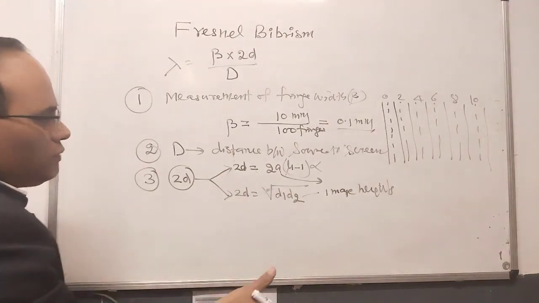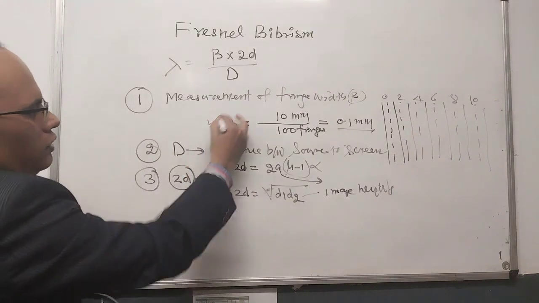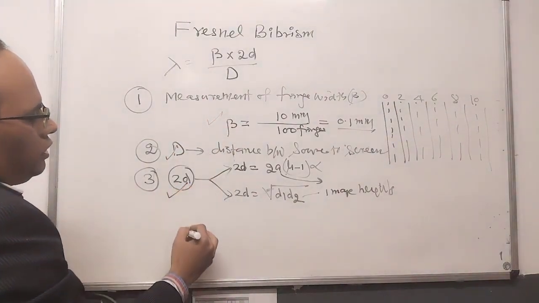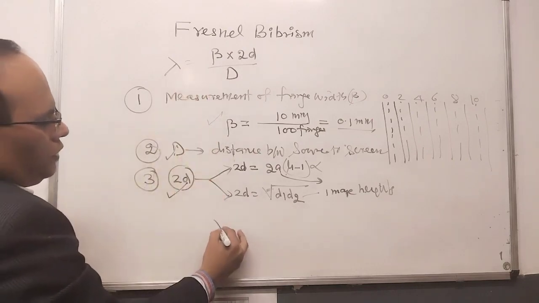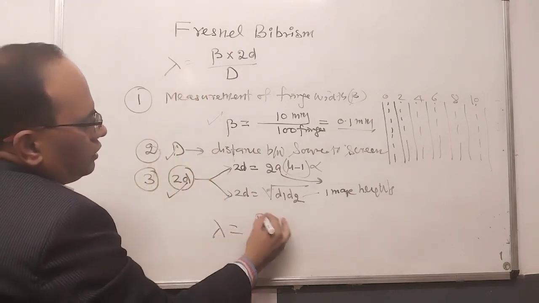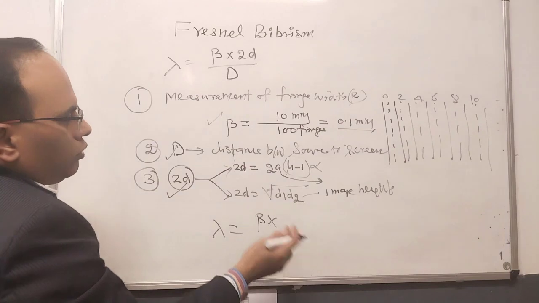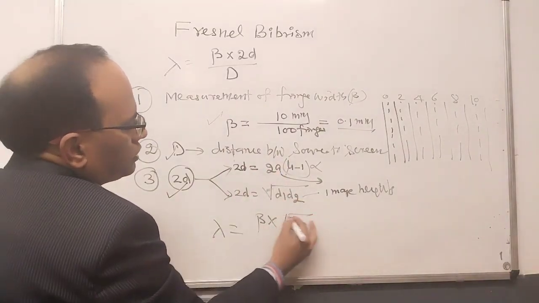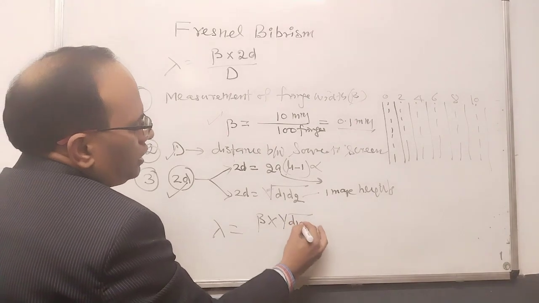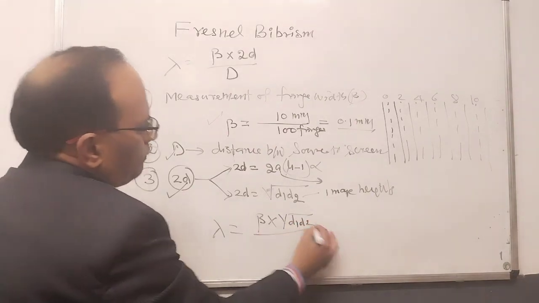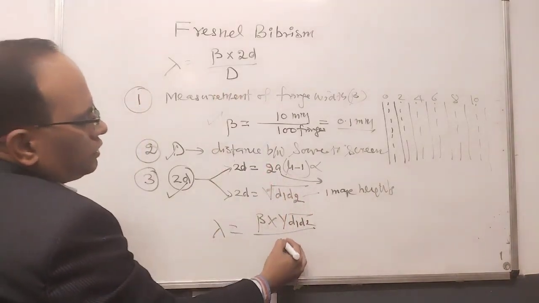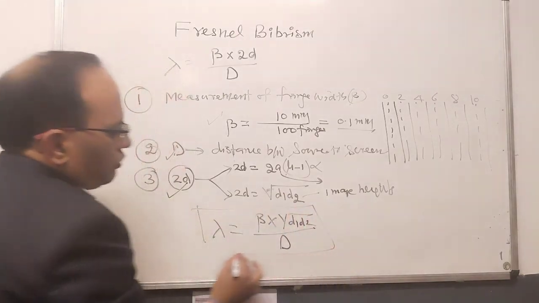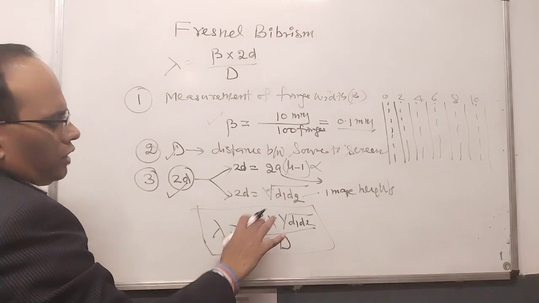So by knowing the values of beta, capital D and small 2d, we can calculate lambda. Lambda will be beta, some numerical value, and 2d you can put in either way depending on the measurement, and capital D is something like this. This is the wavelength of the given source, maybe a sodium source. We can repeat it a number of times.